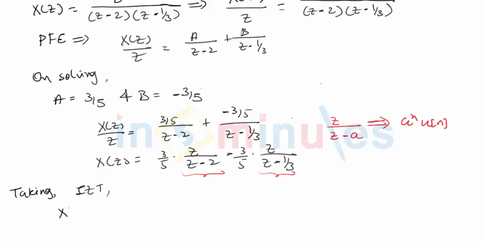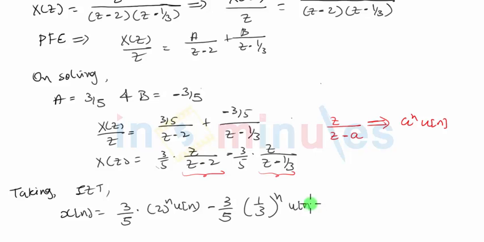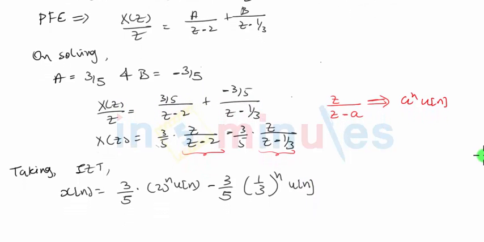So now if I take the inverse Z transform, I'll get small x of n, which will be equal to 3 by 5, a constant, which will remain as it is. Z upon Z minus 2 will be nothing but 2 raised to n u of n, because a will be 2 here. Minus 3 by 5 is also as it is. This time a will be 1 by 3, so it will be 1 by 3 raised to n u of n. So that's my inverse Z transform.